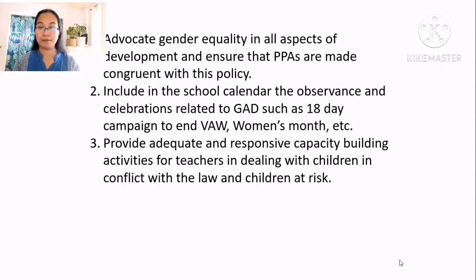Okay, here are some other points to summarize how we can attain gender fair education and how we can have gender responsive program in our institution. Number 1, advocate gender equality in all aspects of development and ensure that our programs, projects, and activities are made congruent with this policy. Number 2, include in the school calendar the observance and celebrations of gender-related activities like anti-VAWC campaign, Women's Month, and of course, we have to involve our students in those activities.